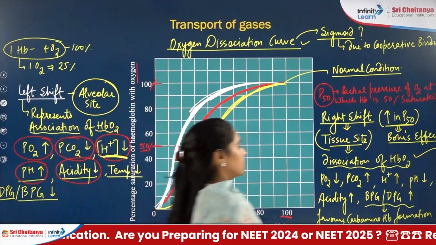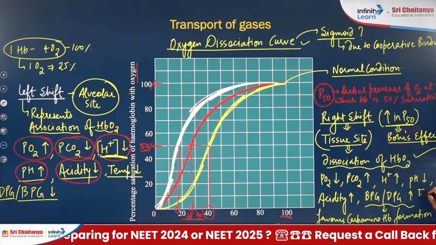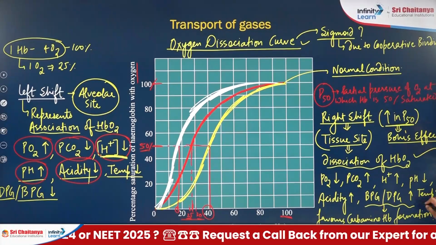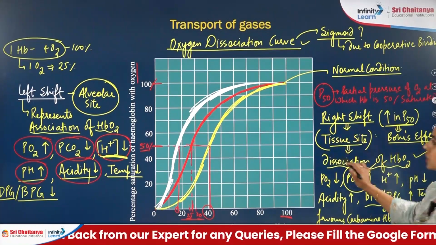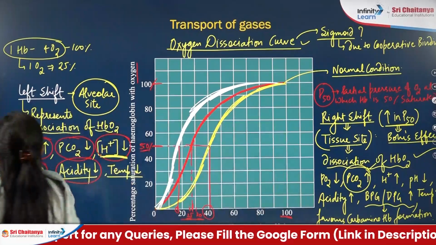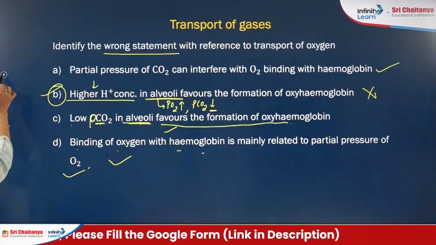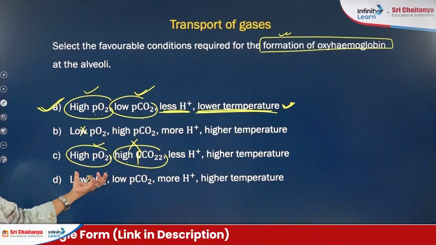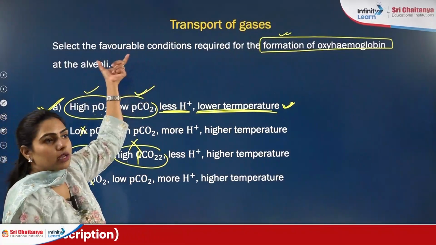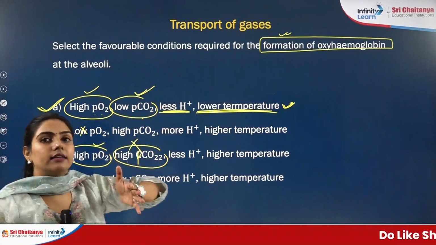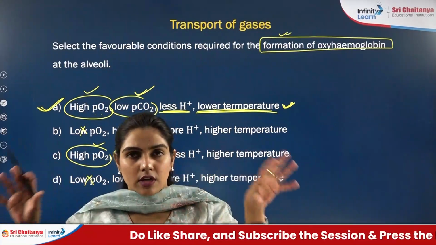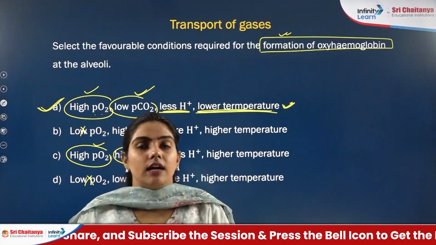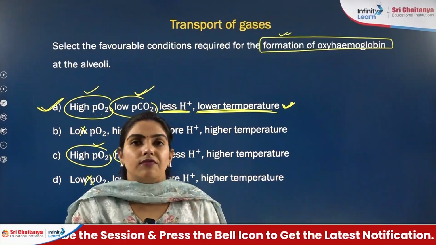Whereas in the right shift, the temperature will be more because here CO2 is more. It is occurring at the tissue site. Right, everyone? So now you understood the last question. This question you understood? Favorable condition. So like that, they can ask you the factors upon which the right shift and left shift depend. You have seen the factors which are linked with the right and left shift.